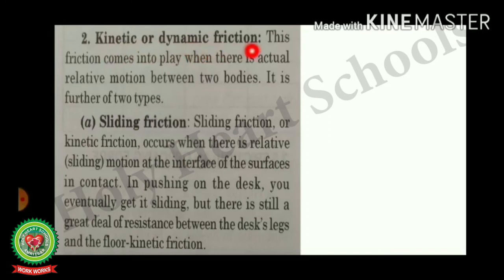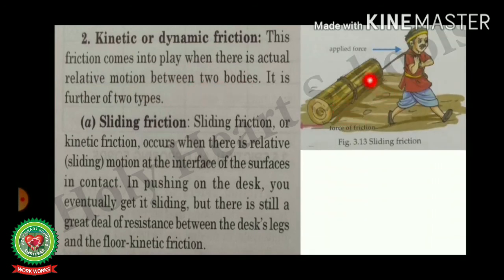Kinetic or dynamic friction. Kinetic means in motion. This friction comes into play when there is actual relative motion between two bodies. Means when two bodies are in contact with each other and one body moves over another. And it is further of two types. First is sliding friction and second is rolling friction. Firstly, we will do sliding friction. Another name for sliding friction is kinetic friction.